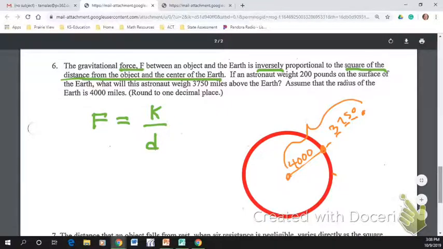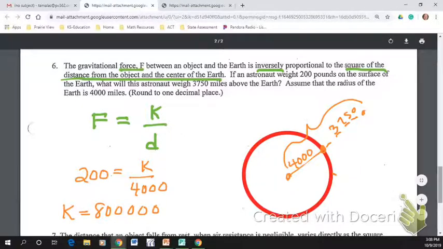Okay, so first thing it tells me is on the surface of the Earth, he weighs 200 pounds. So if he weighs 200 pounds, that means my force is 200 when my distance is 4,000. I could say weight here instead of force. So I multiply those two together: 2 times 4 is 8, and I have 5 zeros. So K is 800,000. Now my formula looks like this: force equals 800,000 divided by D.